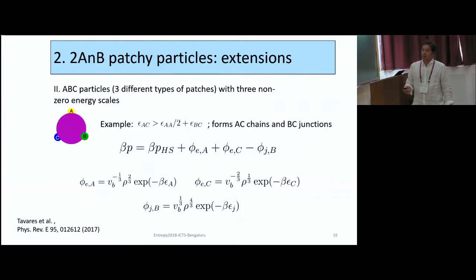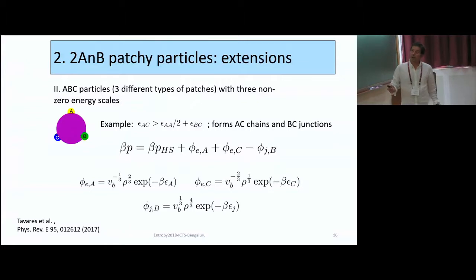Finally, in this part of the 2A NB patchy particle model, we make another extension, just to see what happens if, instead of having two types of patches, you have three types of patches. Can we get the same type of phase diagrams that we obtained for 2A and B patchy particles? And the answer is yes. If you have three non-zero energy scales, you can select these energy scales so that you get just the same phase diagram.